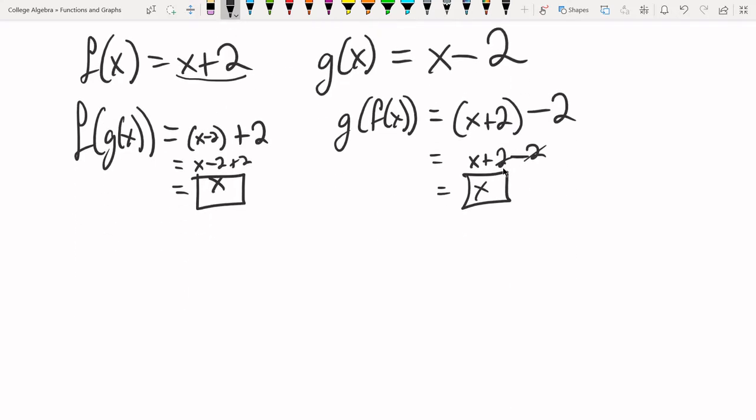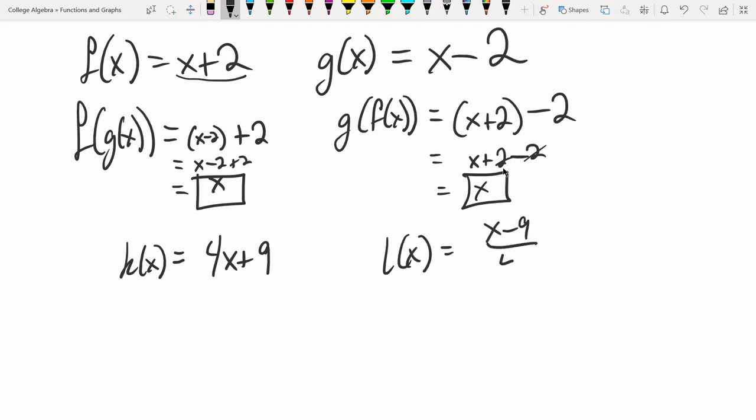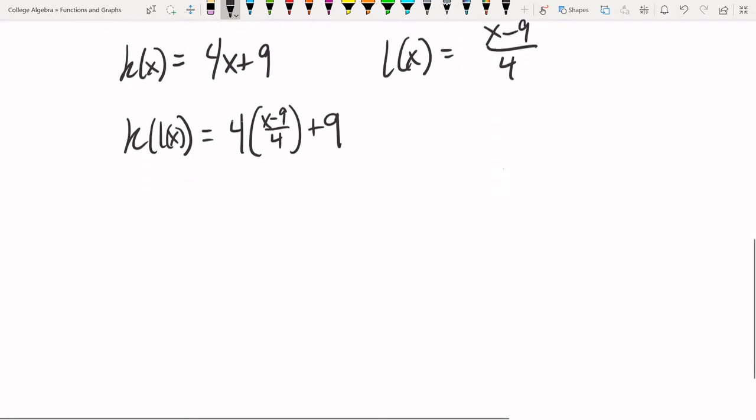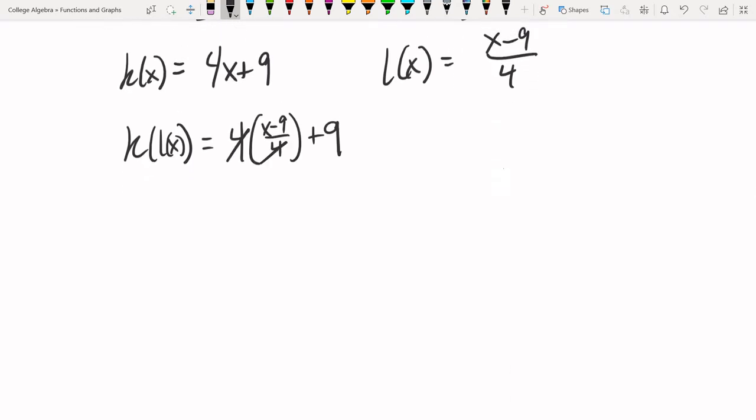So let's consider k of x equal to 4x plus 9, and L of x equal to (x minus 9) over 4. Are they inverses? Well, we just take k of L of x, meaning plug L of x into k. We get 4 times L of x, plus 9. These 4's cancel, and we get x minus 9 plus 9, which of course cancel to give us just x. So that's a good starting point, but it does not mean they're inverses yet.